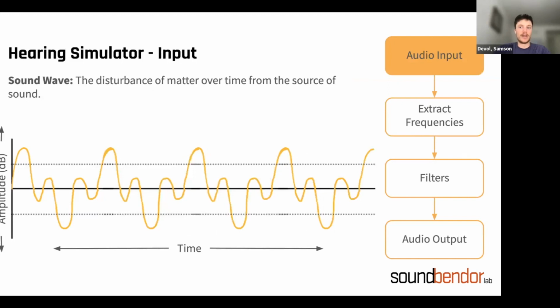So we have to begin with an audio input. Here we have a sound wave, which is the disturbance of matter over time from the source of sound. It's represented as amplitude over time, and this is a complex sound wave, as it's not a consistent cosine or sine format.